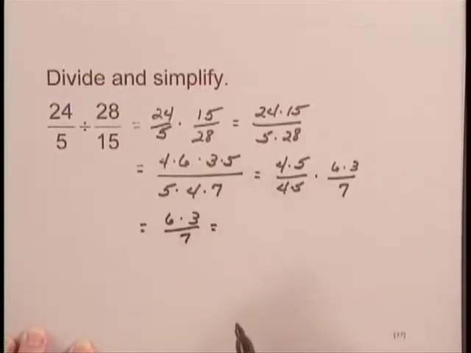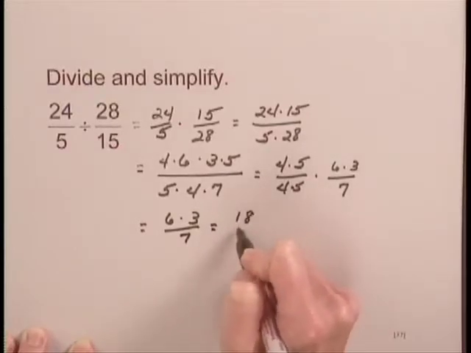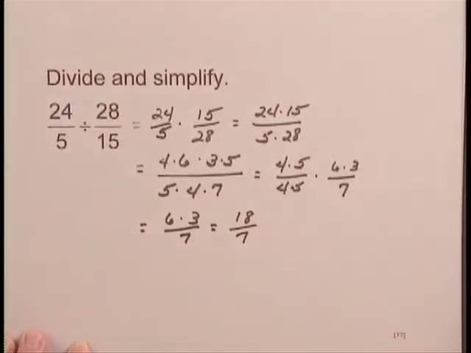And now I just finish the multiplication in the numerator. 6 times 3 is equal to 18. So the quotient is 18 over 7.